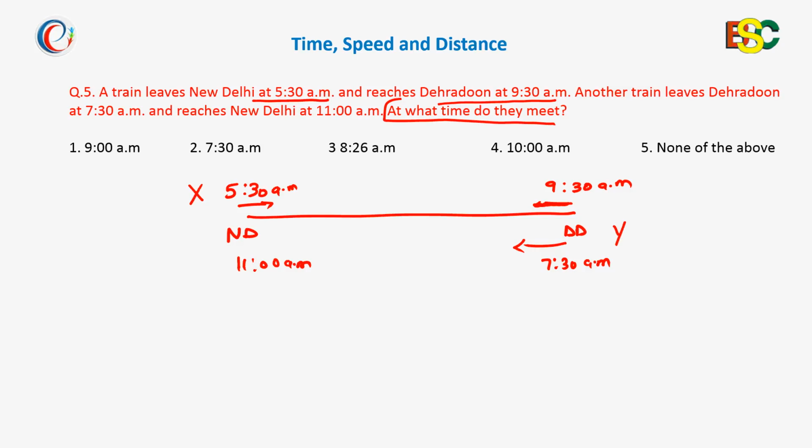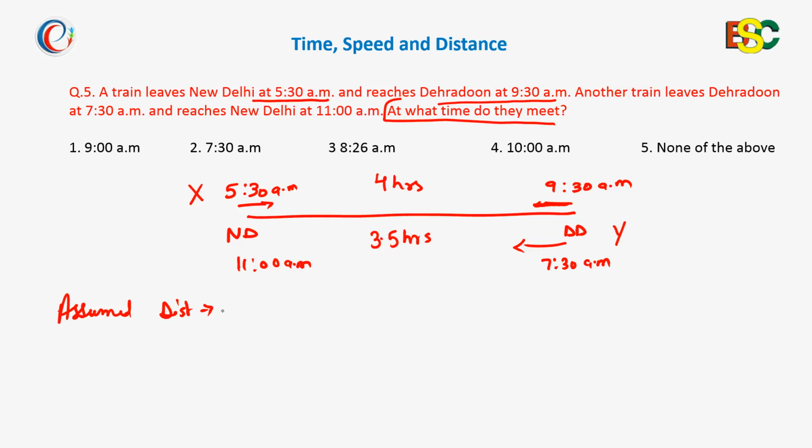Now here the train X travels from New Delhi to Dehradun in 4 hours and the train Y travels from Dehradun to New Delhi in 3.5 hours. Now here we will assume a value of distance which is divisible by both 4 hours and 3.5 hours. We can take 7 in place of 3.5, as the number which divides 7 will also divide 3.5.